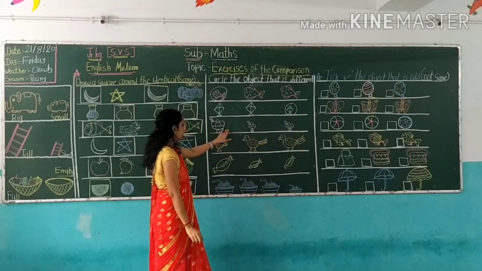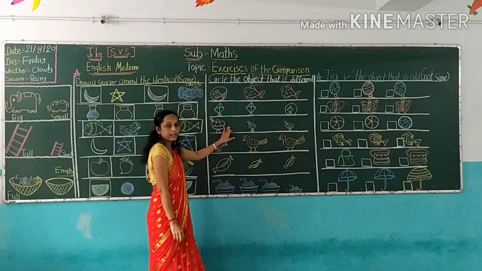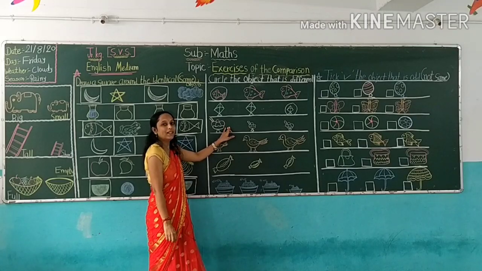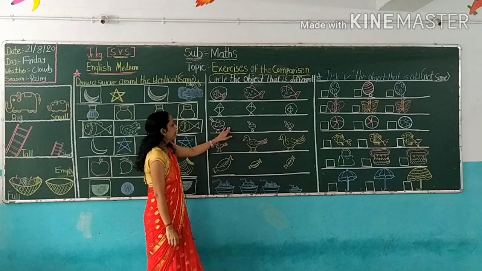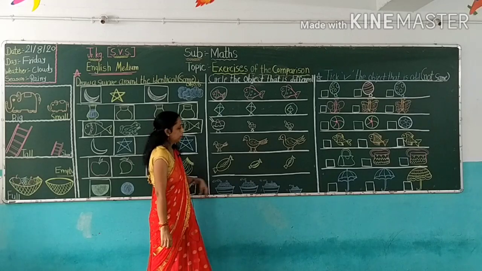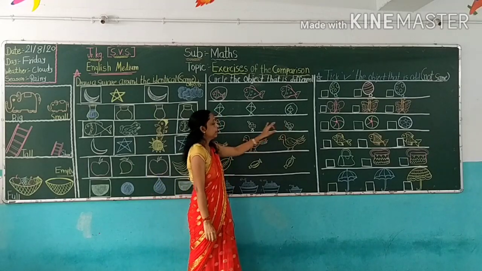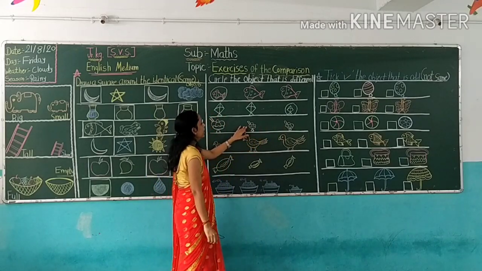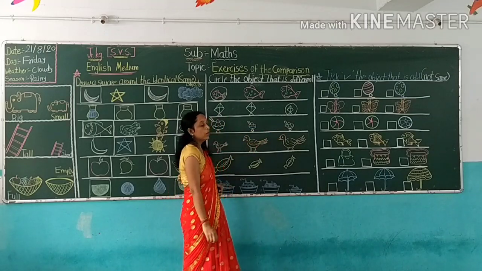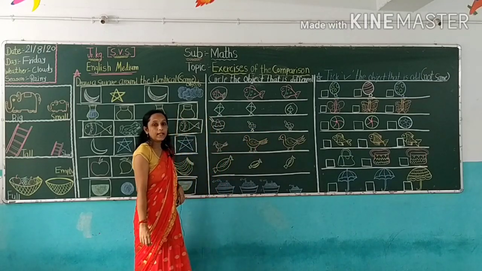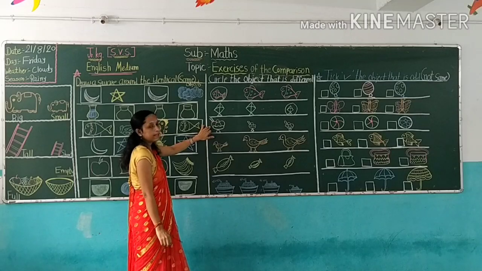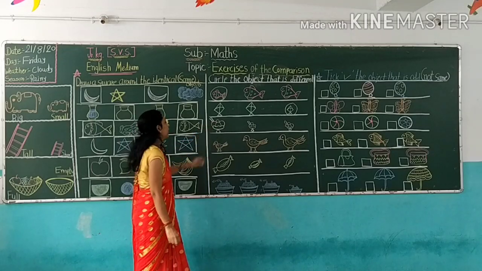And what are these? These are ice creams. Do you like ice cream? Yes. So which ice cream is different? This? No. This? No. These both are same. So circle the different ice cream. So this ice cream is different.